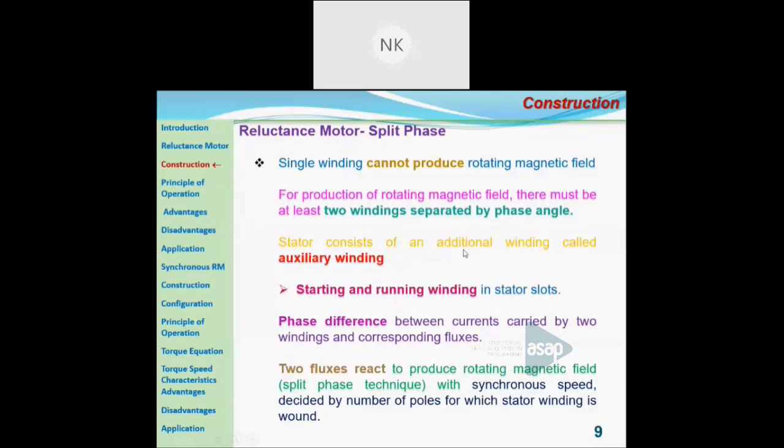So in the starting condition, you will have a starting winding and a running winding, that is, a main winding and an auxiliary winding. The auxiliary winding is nothing but the starting winding. The main winding is the running winding, and it is placed in slots. The currents carried by these two windings have a phase difference, and the fluxes react to produce the rotating magnetic field, as in the case of a single phase induction motor using the split phase technique.